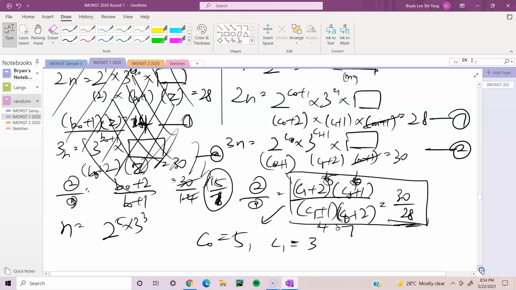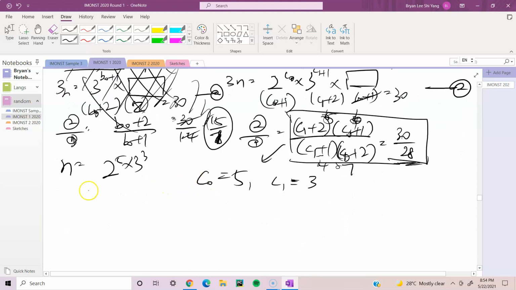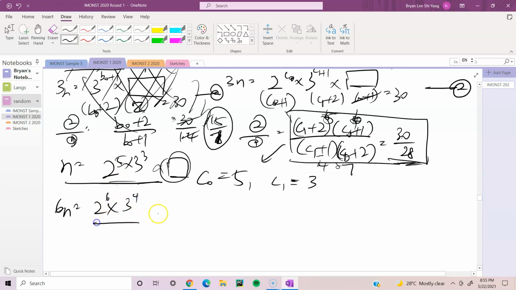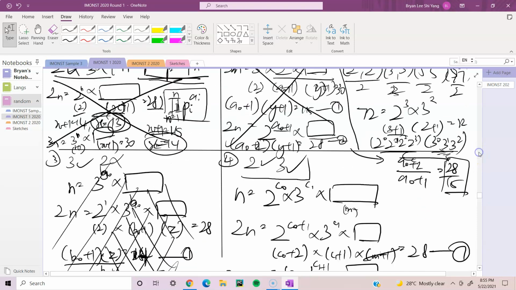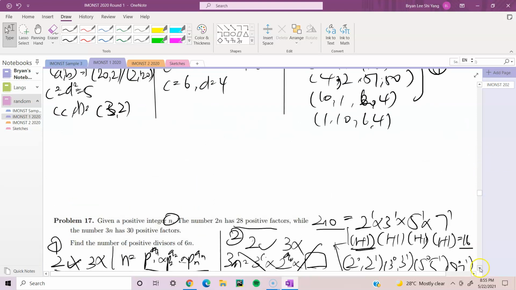Sorry, this video is taking so long, I swear. Okay, so n equals 2 to the power of 5 times 3 to the power of 3 with no other things at the back because if you add 1 to each of them, there will be 28 or 30 factors already. So 6n, where you just add 1 to the powers of 2 and 3, will be 2 to the power of 6 times 3 to the power of 4, right? The number of factors for this would be (6 plus 1) times (4 plus 1), which is 35. So the answer to question 17 is 35.